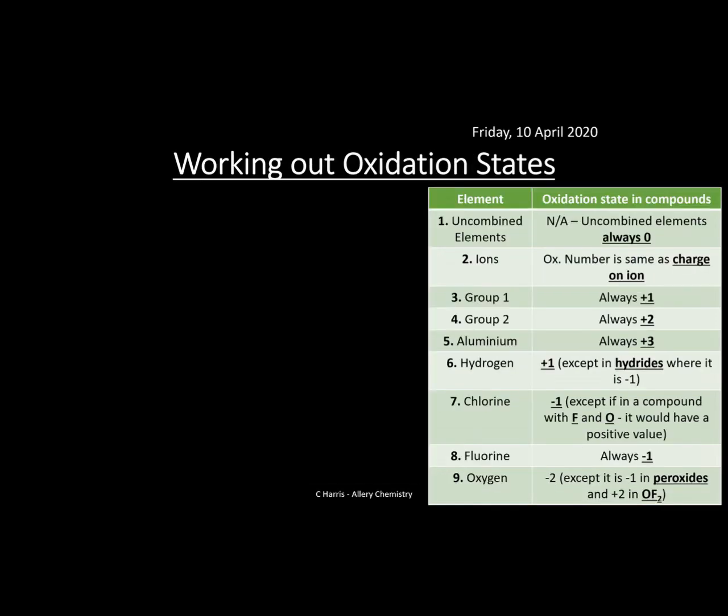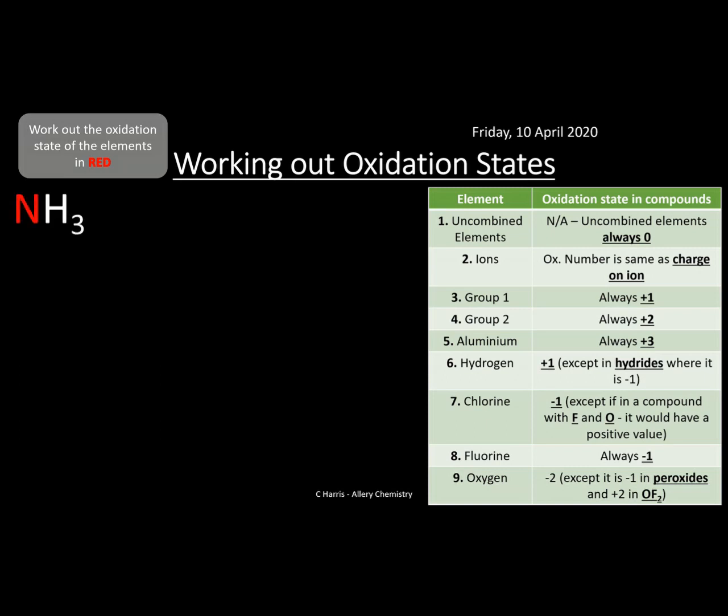Right, so what we're going to do is use these rules, which we've dragged across and condensed, to work out some oxidation states. We're going to work out the oxidation states of all the elements in red here. So NH3. This adheres to rule 6. Rule 6 tells us that hydrogen is +1, and in NH3 we've got 3 hydrogens. So the hydrogen is 1 times 3, which is +3. Because this compound is neutral, there's no overall charge, nitrogen must be -3 in this case.